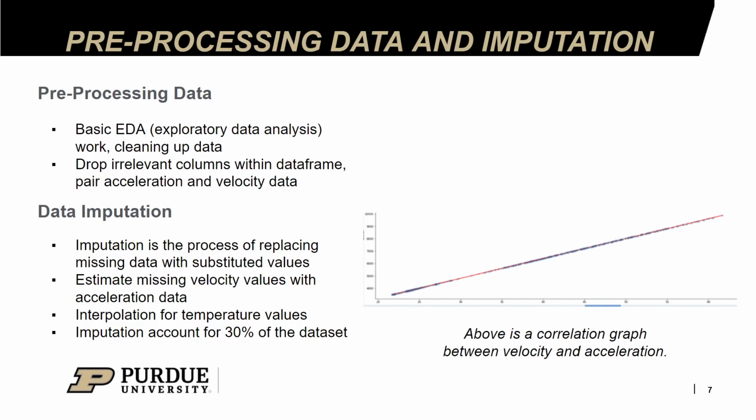So our first step was to pre-process the data in order to understand and to clean the data. We first dropped the irrelevant columns and merged the acceleration and velocity data with the same timestamps. So not all data could be paired, so this resulted in certain NA values. We then had to impute in order to replace the missing values in temperature and velocity. Due to the high correlation between velocity and acceleration, we used a polynomial fit between the two variables to estimate the missing velocity values. We then used interpolation for the missing values for temperature values. And then the imputation process accounted for about 30% of the data set.